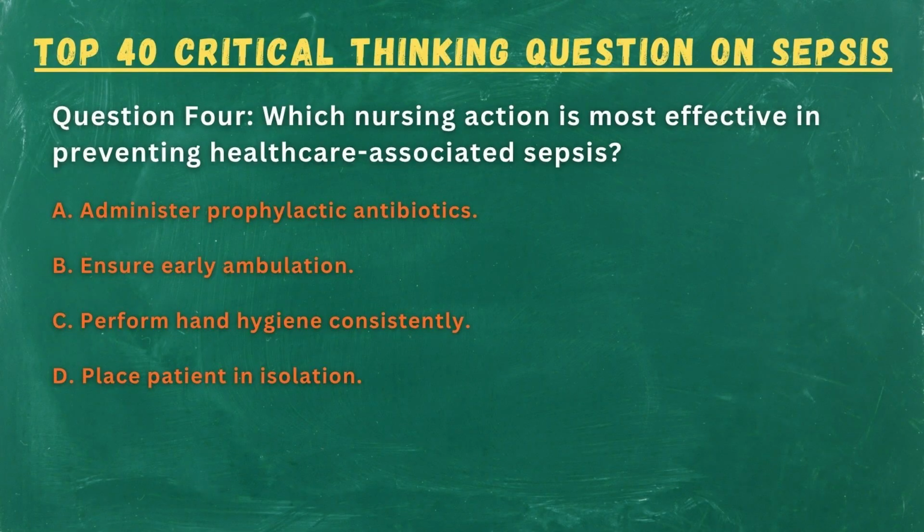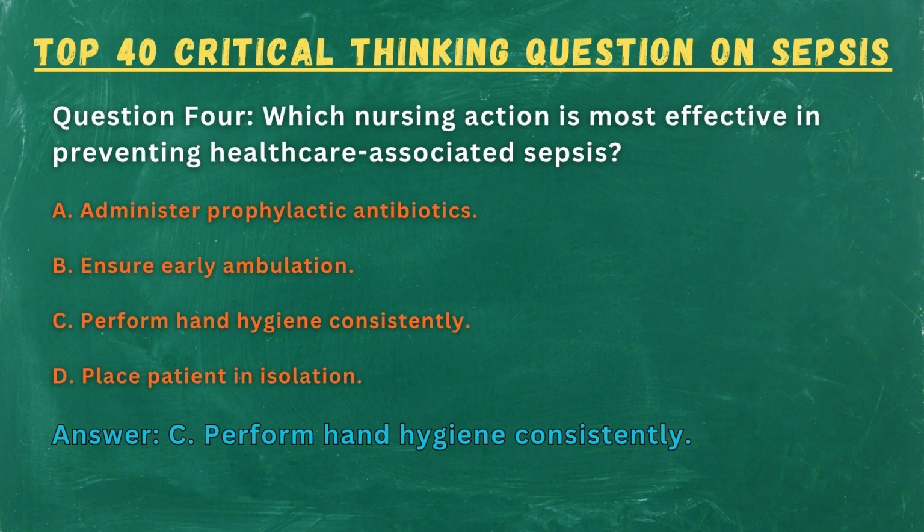Question 4. Which nursing action is most effective in preventing healthcare-associated sepsis? A. Administer prophylactic antibiotics. B. Ensure early ambulation. C. Perform hand hygiene consistently. D. Place patient in isolation. Answer: C. Perform hand hygiene consistently.